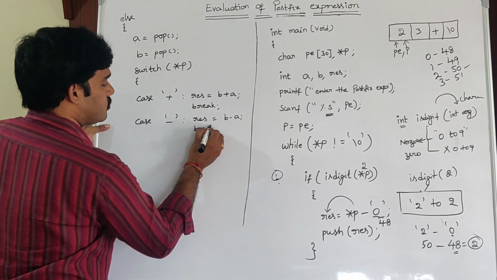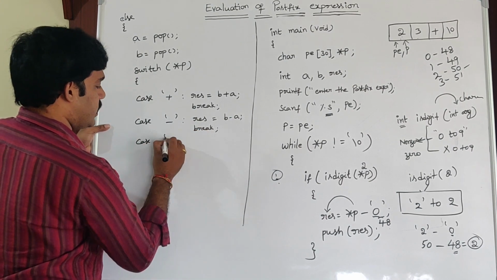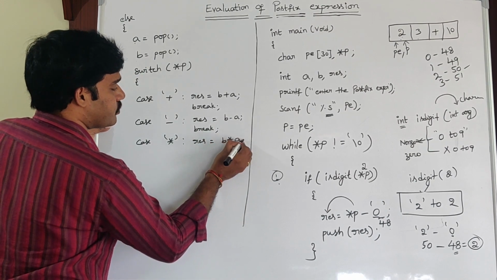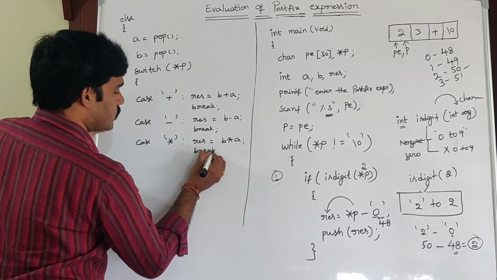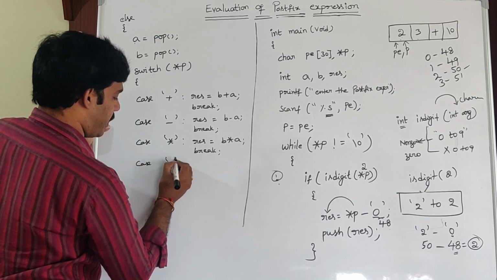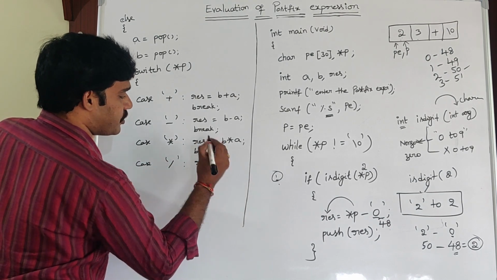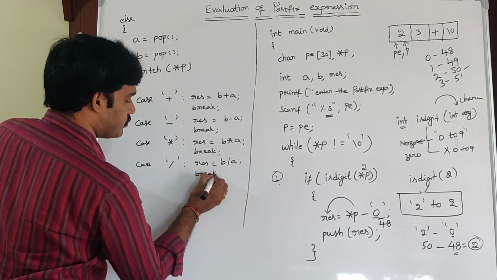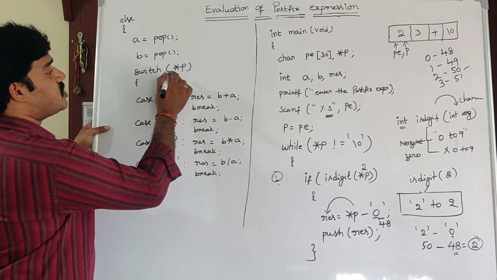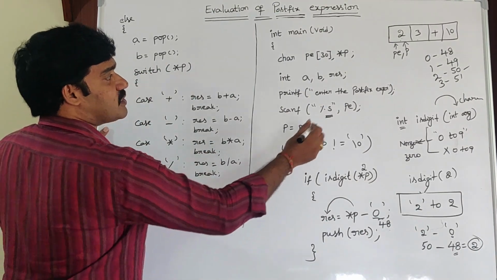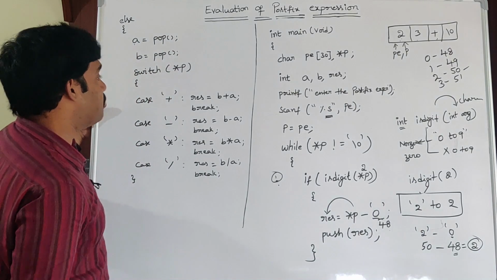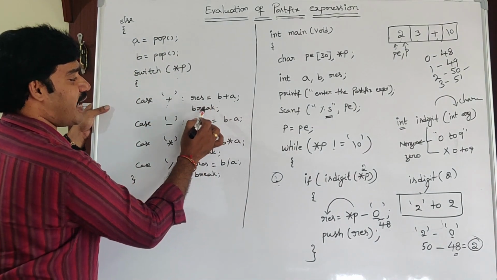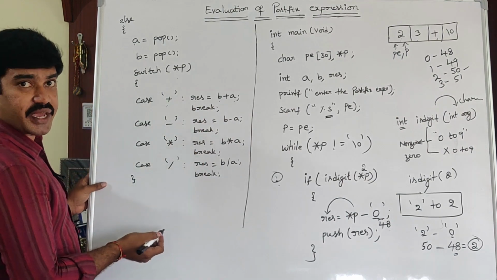Similarly, case '-': result is equal to B minus A, break. Case '*': result is equal to B into A, break. Next, case '/': result is equal to B divided by A, break. So switch of *p. *p means assume that it is plus, case plus, these two are matched. So result equal to B plus A, break, coming out of the switch case.